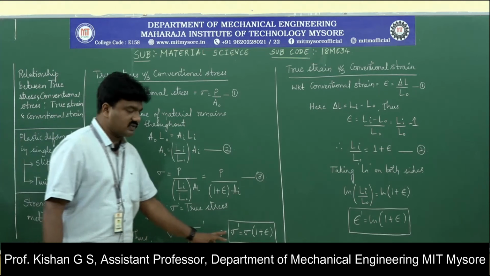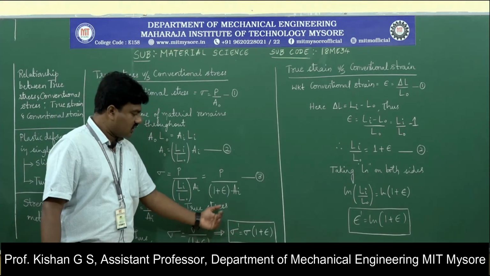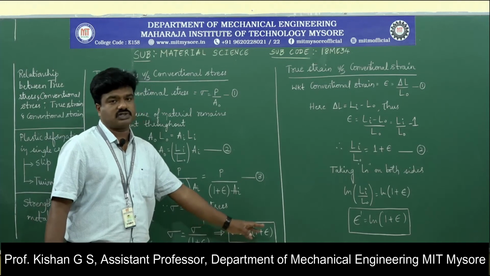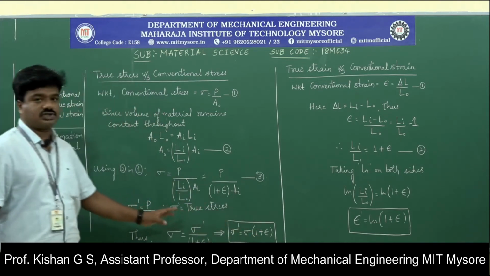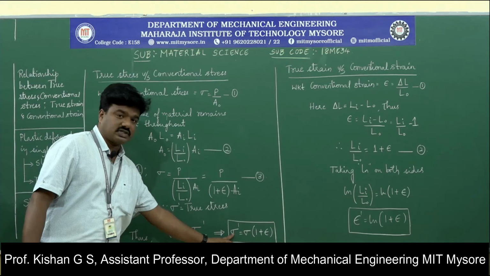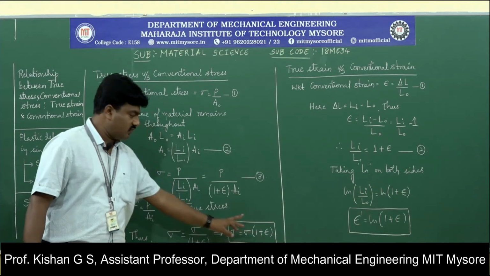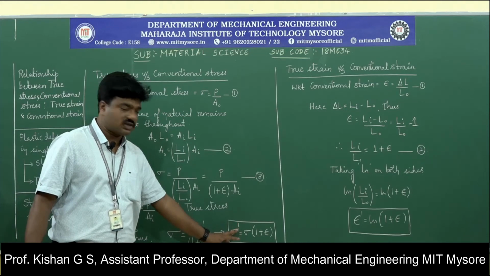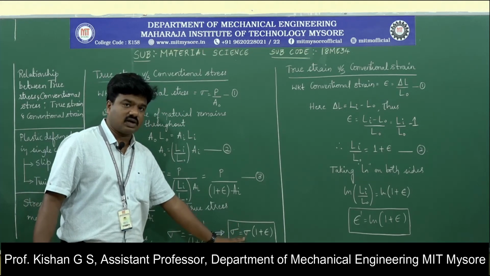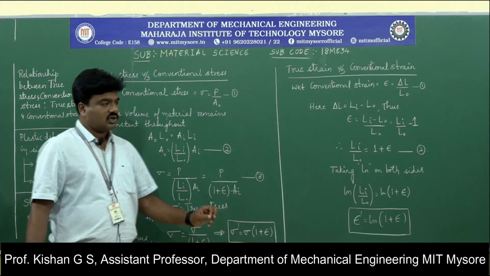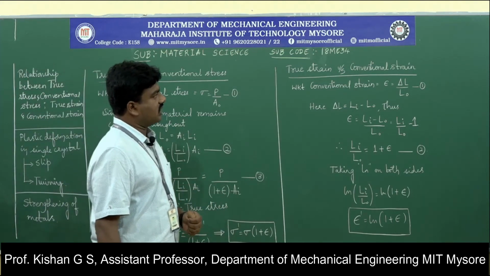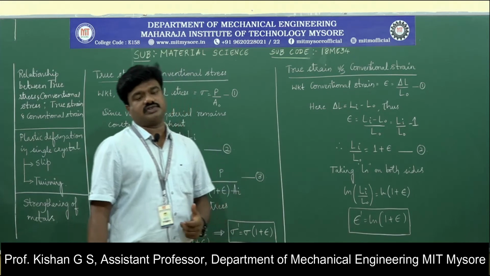Upon further simplification, sigma dash will be equal to sigma times 1 plus epsilon. So this is the relationship between true stress and conventional stress. We always remember that true stress is represented by sigma dash and conventional stress is sigma, so sigma dash equals sigma times 1 plus epsilon. Now we are going to derive the condition relating true strain and conventional strain.